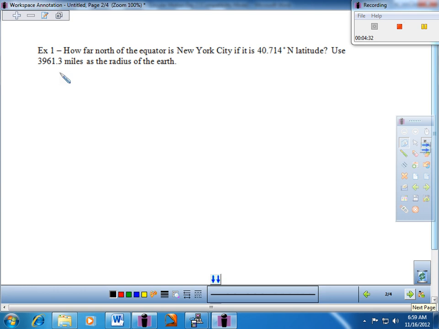So let's sketch it out here, just get a sense of what we're looking for, and then maybe something will pop up. So as best as I can, I'm going to draw the Earth right up here, something like that. And I'm going to draw the equator right smack in the middle there, something like this would do. And basically we'll just throw New York City right up here, give or take.